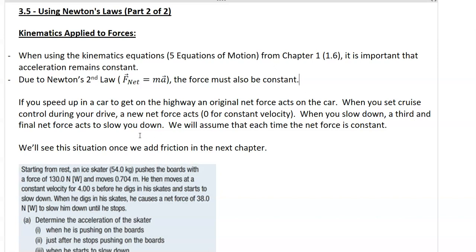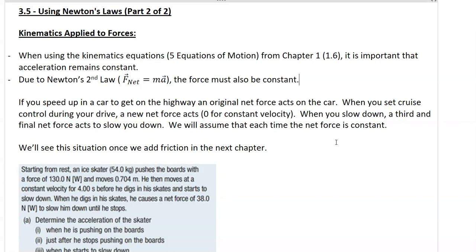I want us to consider if a car is speeding up on a highway, there's an original net force acting on the car. When you set cruise control on as you drive, the net force changes. If you're moving at a constant velocity, there's a force of friction acting backwards, there's an applied force acting forwards, and you're not accelerating, therefore there's zero net force. When you slow down again, that net force is acting to oppose your motion, and again we're going to assume it is constant in that time.